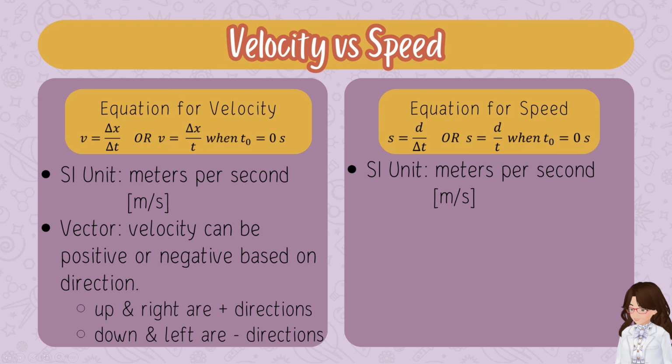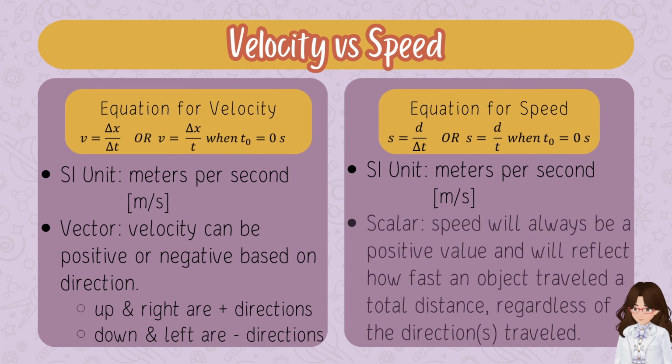The thing that is unique about these two is that velocity is a vector. And the reason why is because it's dependent on displacement. So if your displacement is positive, your velocity is positive. If your displacement is negative, your velocity will be negative. In comparison, speed is scalar because it's dependent on distance and time, which are both scalar values. So speed will always be a positive value, and it'll reflect how fast an object traveled a total distance.